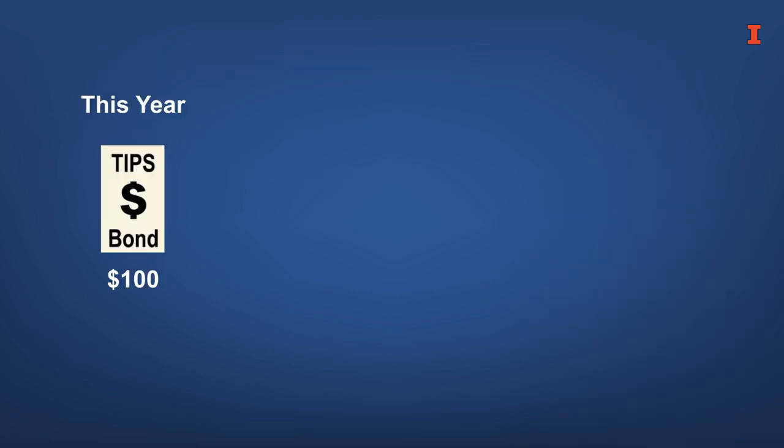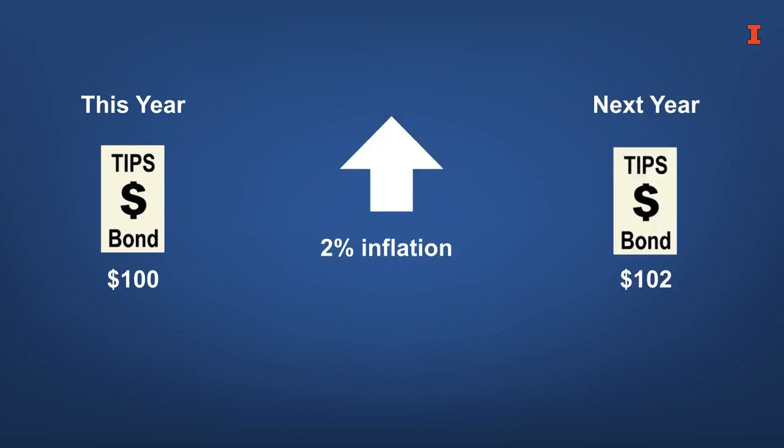Let's look at a specific example. Suppose you buy a TIPS bond that pays 5% interest per $100 of bond. This $100 is the principal value of the bond. Let's say inflation runs at 2% this year. Next year, the principal of the TIPS bond will increase by 2% to 102. So you bought $100 of bond, then this would increase to 102.